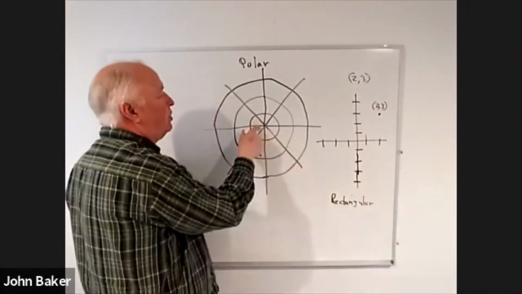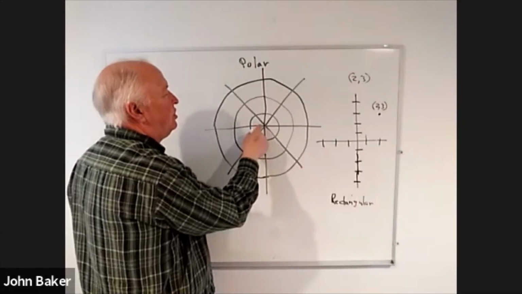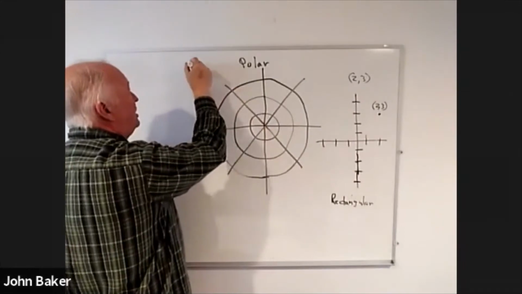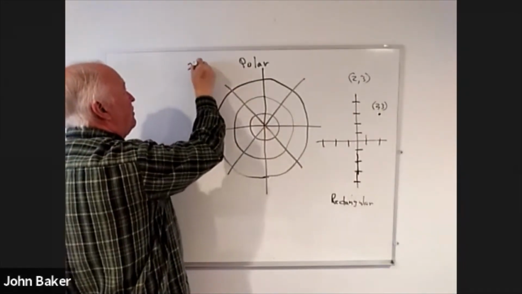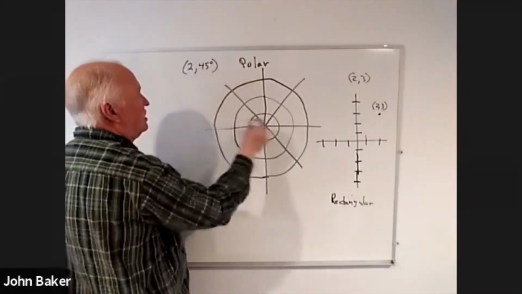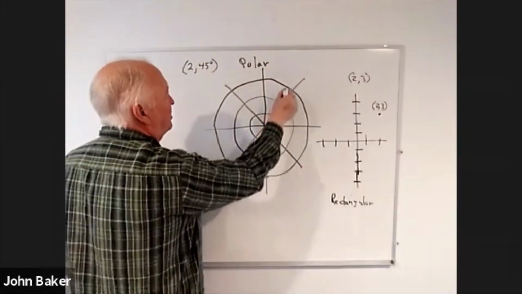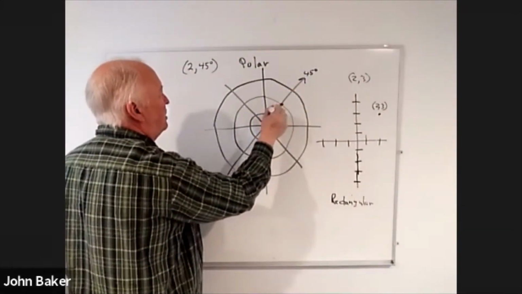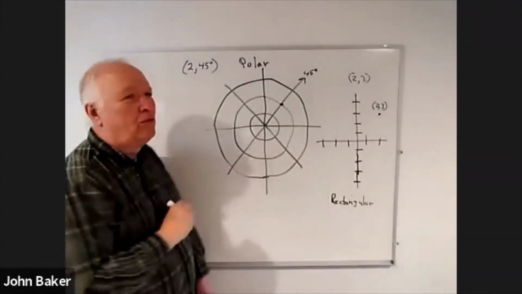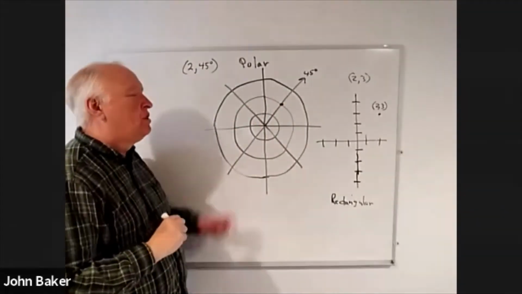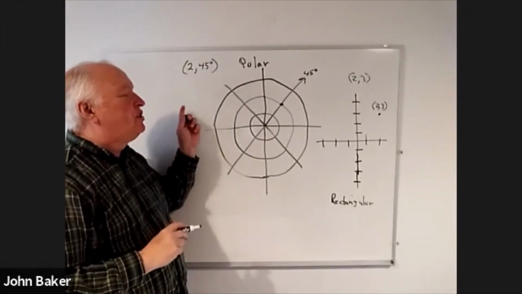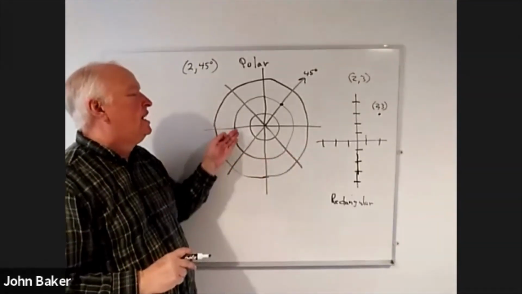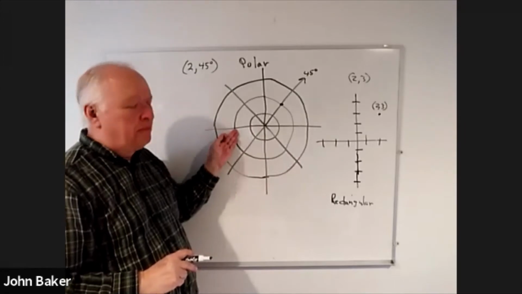When we use polar coordinates, however, we tell a person which way to face and then how far to walk. So a point might look like this, 2 at 45 degrees. Well, standing here, 45 degrees is this way. And we go out 1, 2, and this is where my point would be located, the point 2, 45. So there is a direct correspondence between locating points by rectangular coordinate system and locating points on the polar system.